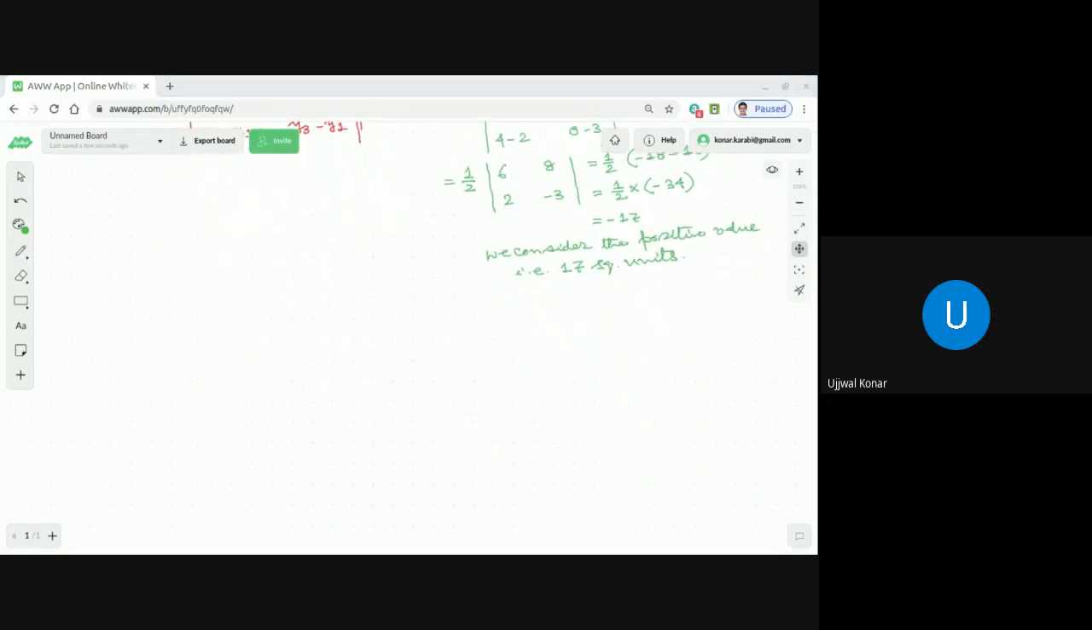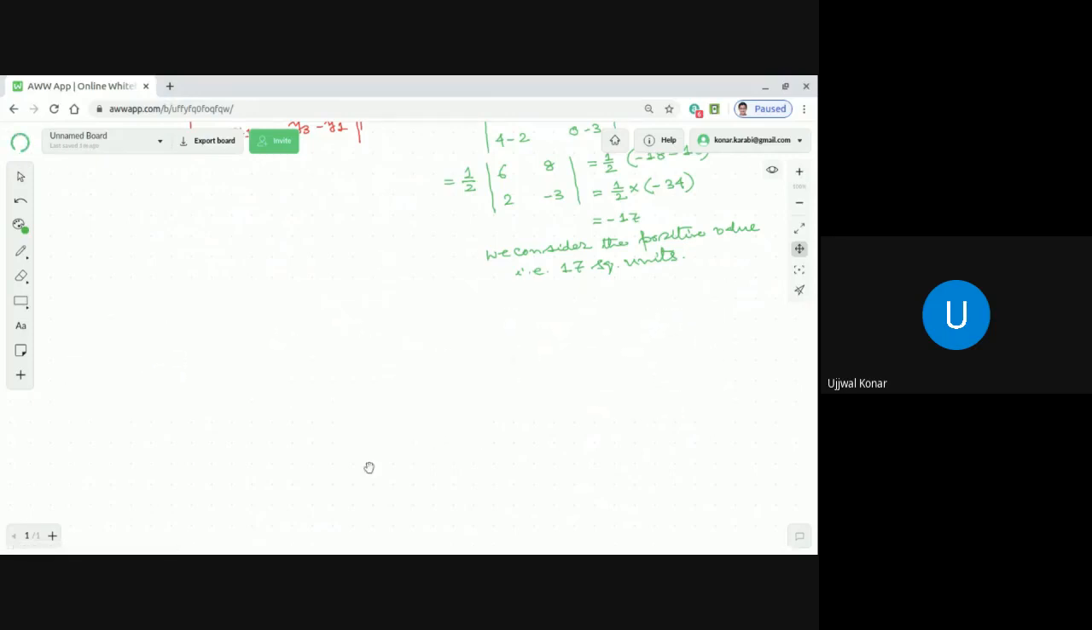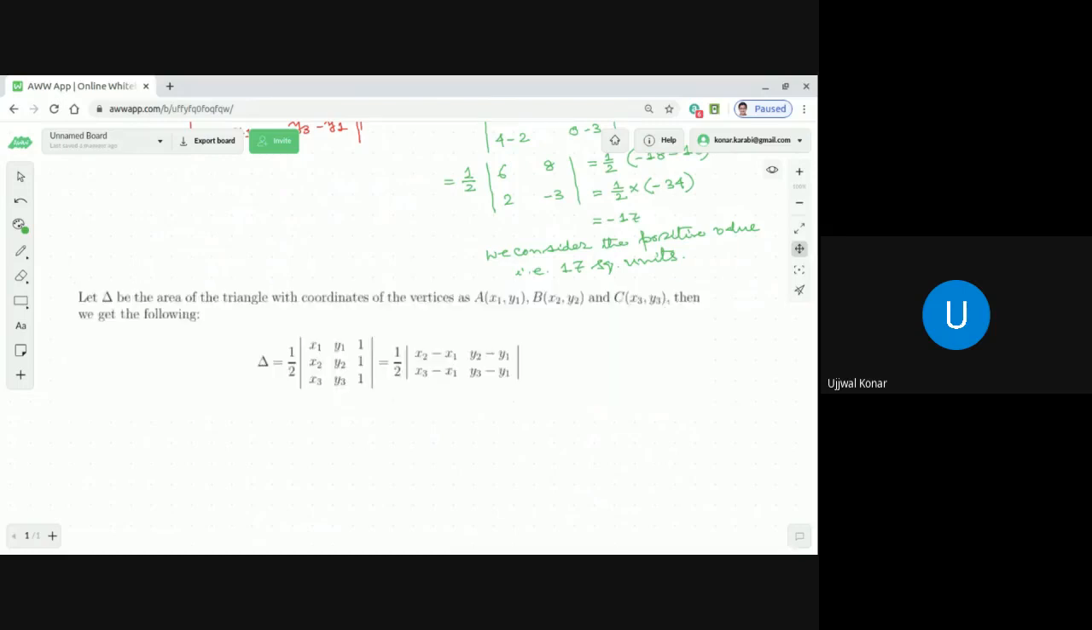But before that, I would like to mention the theory portion from the study material and place it here. Let delta be the area of the triangle with coordinates of the vertices A, x1, y1, B, x2, y2, and C, x3, y3. Then delta is equal to 1 by 2, x1, y1, 1, x2, y2, 1, x3, y3, 1. That is also equal to 1 by 2 into x2 minus x1, y2 minus y1, x3 minus x1, y3 minus y1.